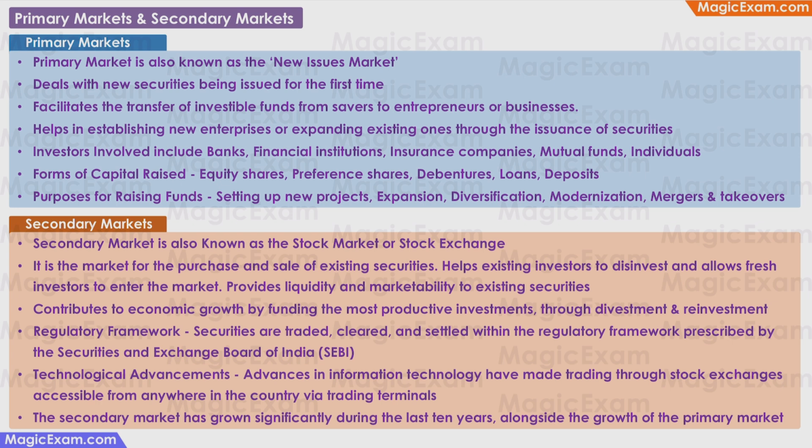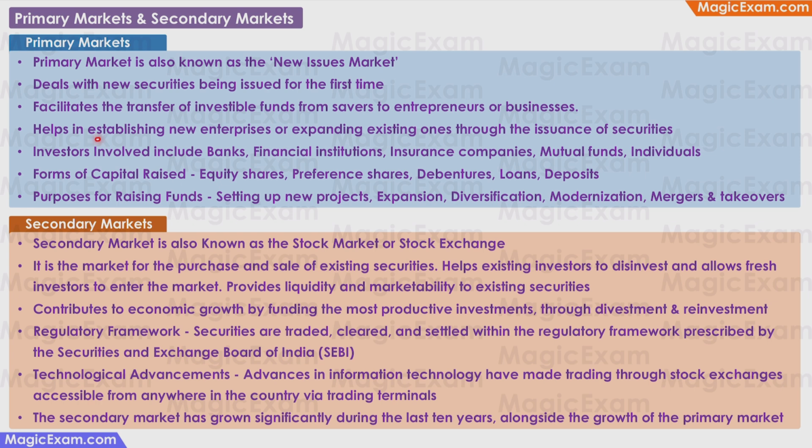The primary market facilitates the transfer of investable funds from the savers or the investors to the entrepreneurs or the businesses. For example, when investors apply for an IPO, the company gets the money. After that, whenever these securities are sold and resold, the transactions are happening between investor to investor, and they are happening in the secondary market. And the company does not get any more money from these secondary market transactions.